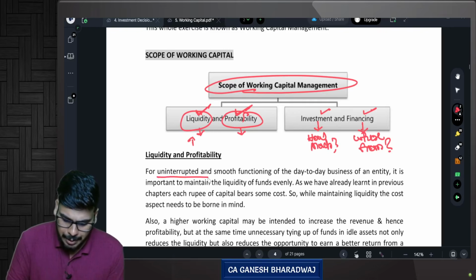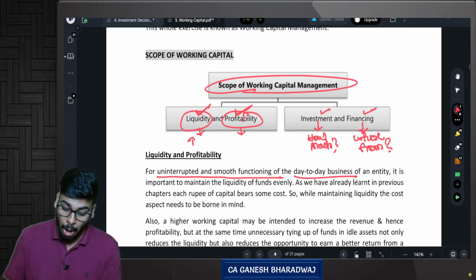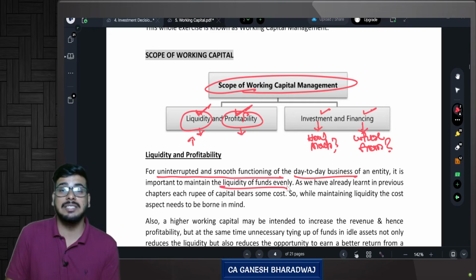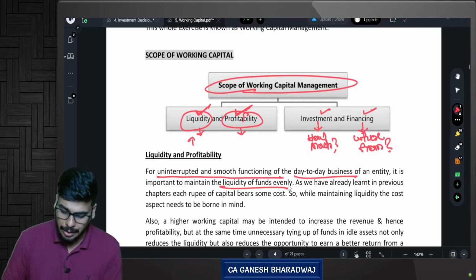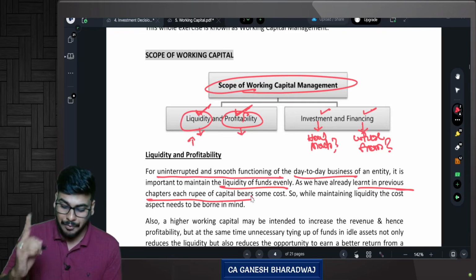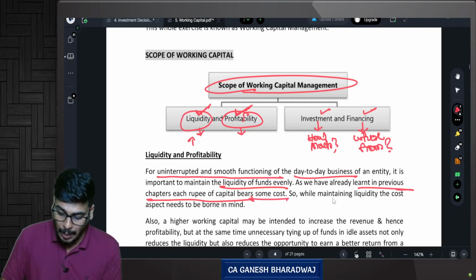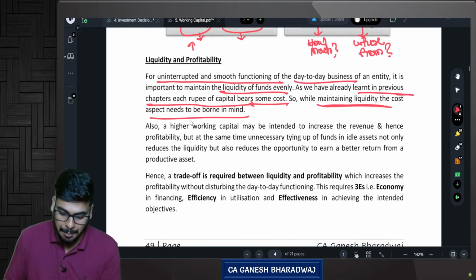For uninterrupted and smooth functioning of the day-to-day business of an entity, it is important to maintain the liquidity of funds evenly. Liquidity means you should have the cash in the business. Clear? As we have already learned in the previous chapters, each rupee of capital bears some cost. So while maintaining the liquidity, the cost aspects need to be borne in mind.